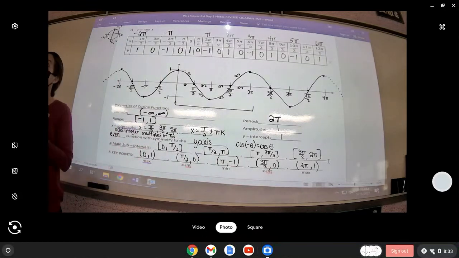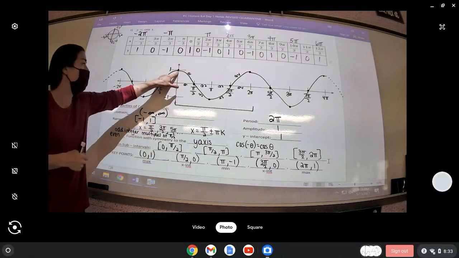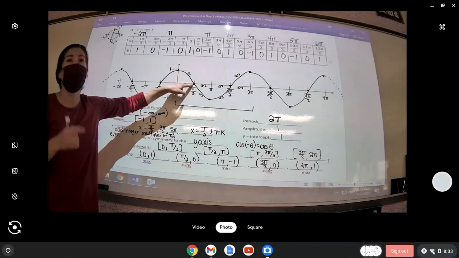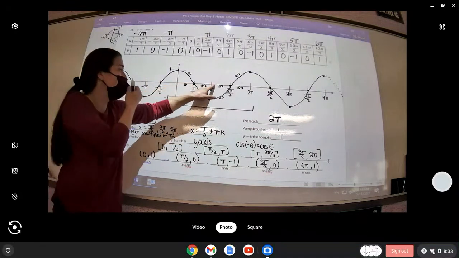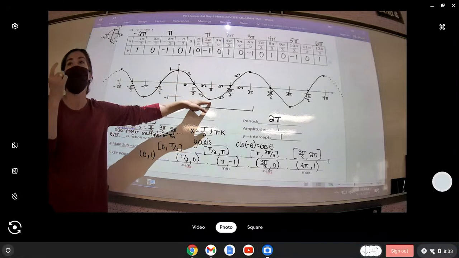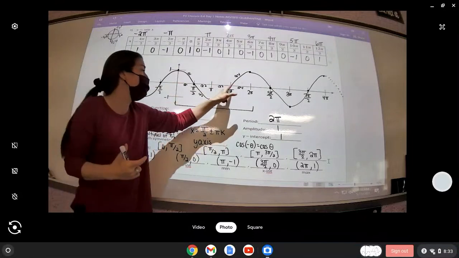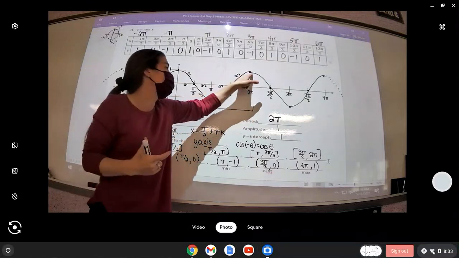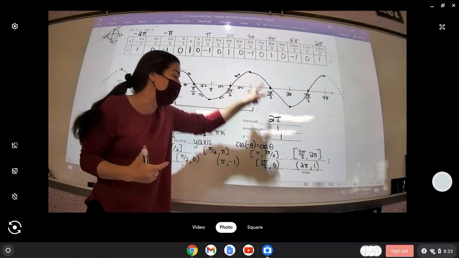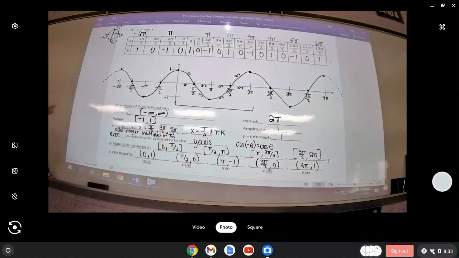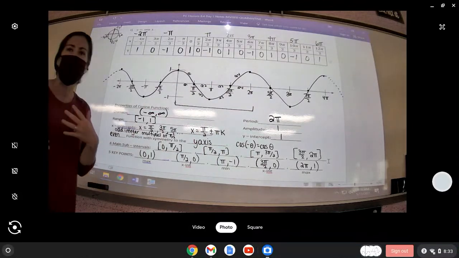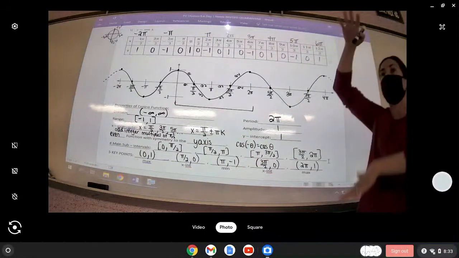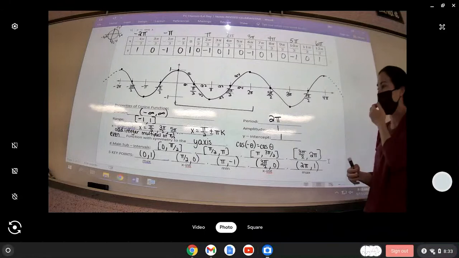The 5 key points that we use to create its graph. 0, 1, which ended up being one of its maximum points. We have pi over 2, 0, which ended up being one of its x-intercepts. We have the point pi, negative 1, which ended up being one of its minimum points. We have the point 3 pi over 2, 0, which is another one of its x-intercepts. And then you have the point 2 pi, 1, which ends up being another one of its maximum values. So these are the key points that we'll always refer back to when we want to start transforming the graph and shifting it right and shifting it left and stretching it and shrinking it and all that good fun stuff.